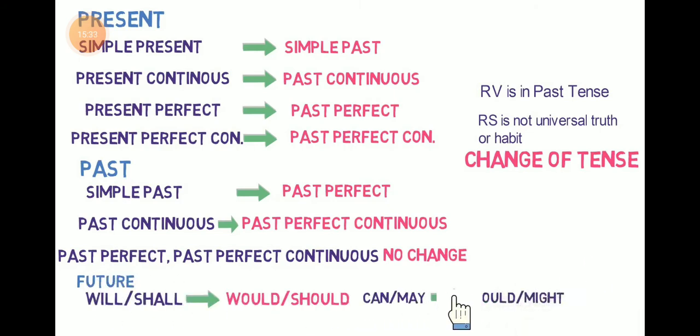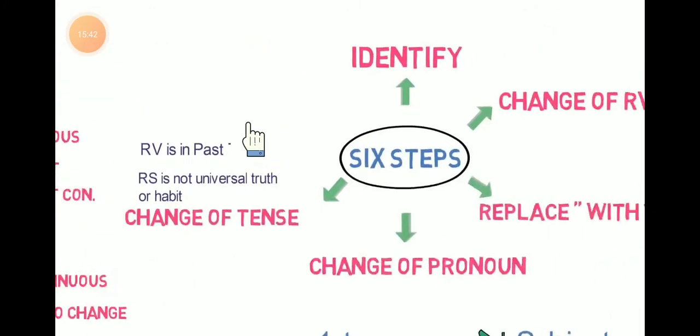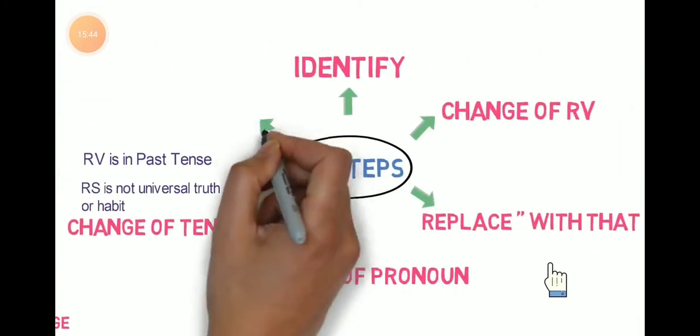So "can" can be written as "could," or "may" can be written as "might," or "ought to be" or "might be." Understood, student? So here there should be a change of the tense while converting the direct speech into indirect speech.